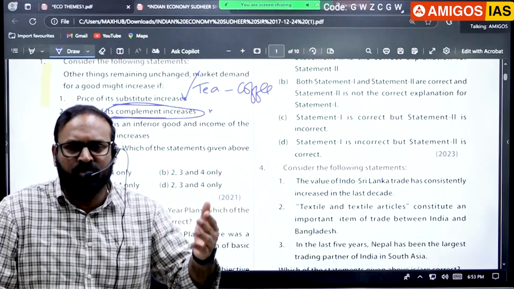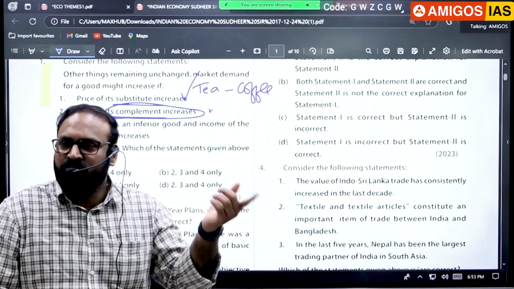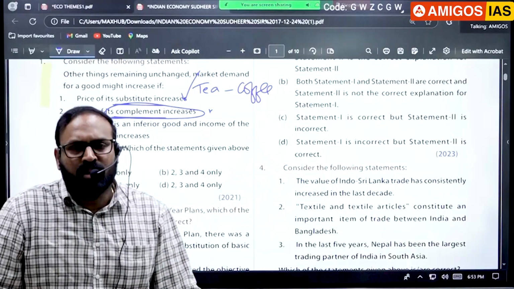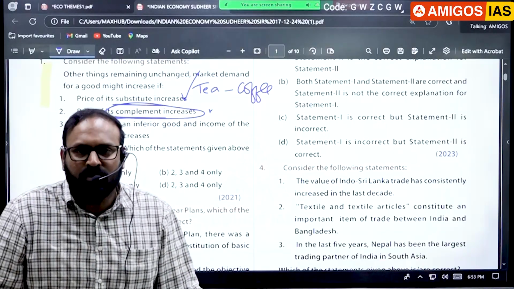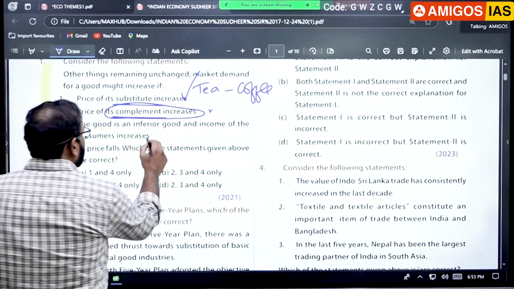Pocket money increased by 2,000 rupees from your parents. What do you do in the hostel? Your orders in Zomato, Swiggy increase. What are you ordering? Salt? No, you are ordering normal good. Therefore, here the statement is wrong.